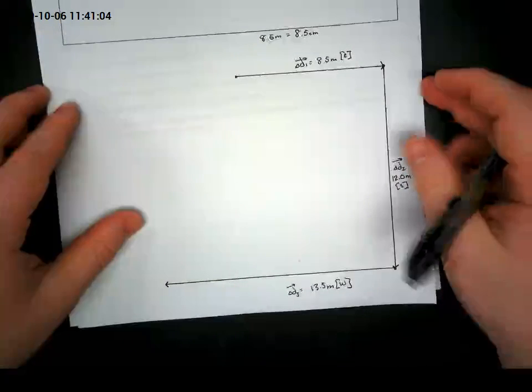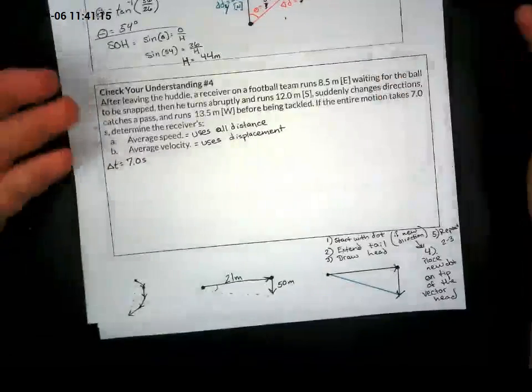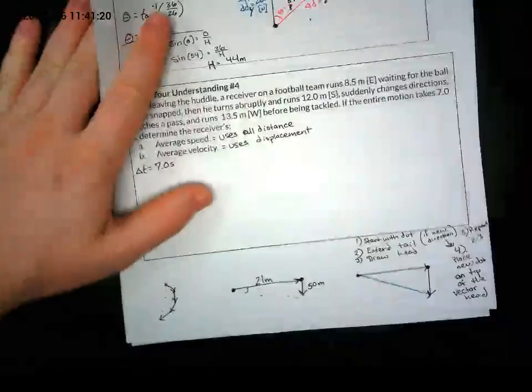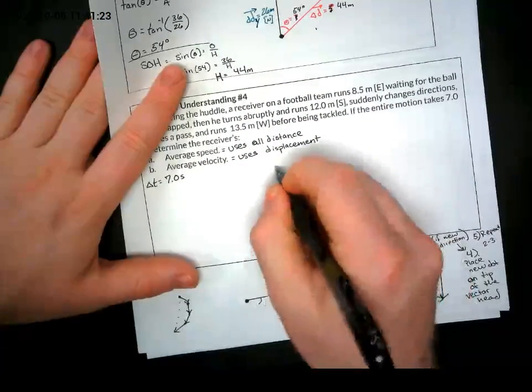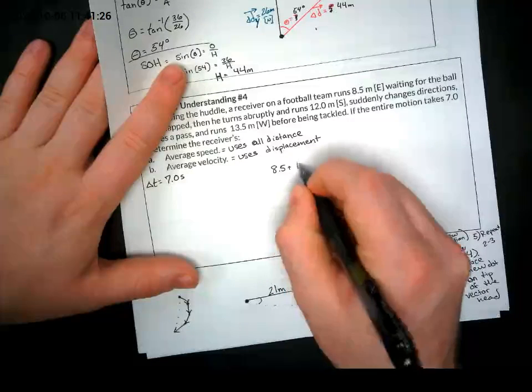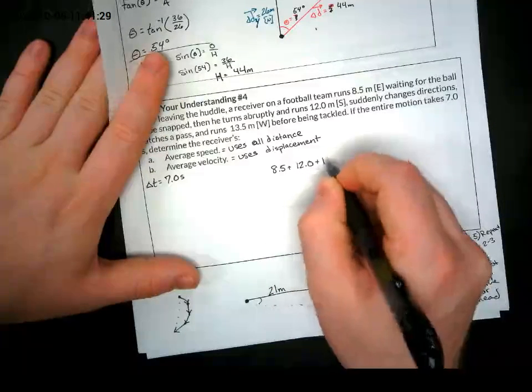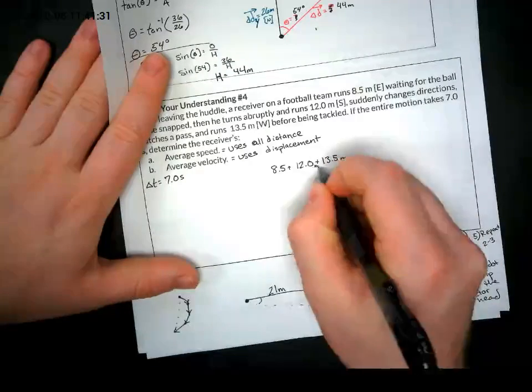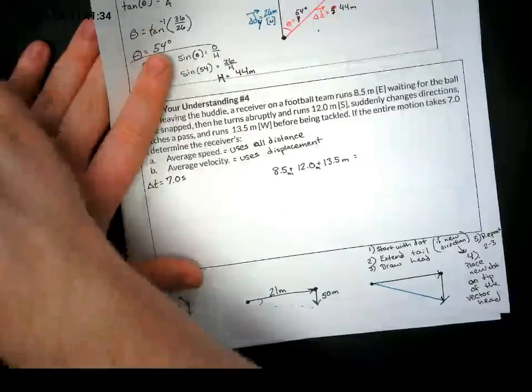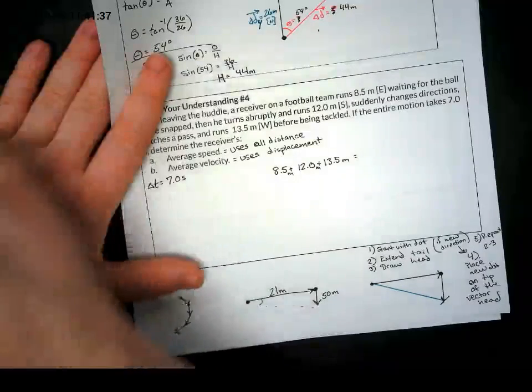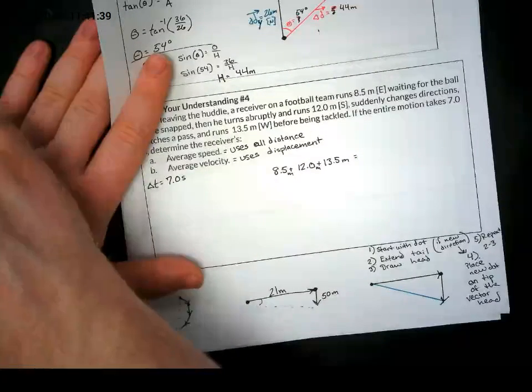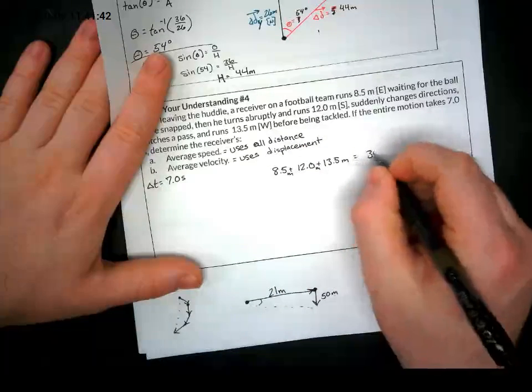So here is what it looks like, for the most part, to scale using a ruler. This is what he did on the field. So first, before we get into doing that for velocity, let's just get average speed out of the way. Because average speed just uses distance, we can just add up all the distances he ran. So he ran 8.5 plus 12.0 plus 13.5 meters. Okay, and that's going to give us a total of 34 meters.